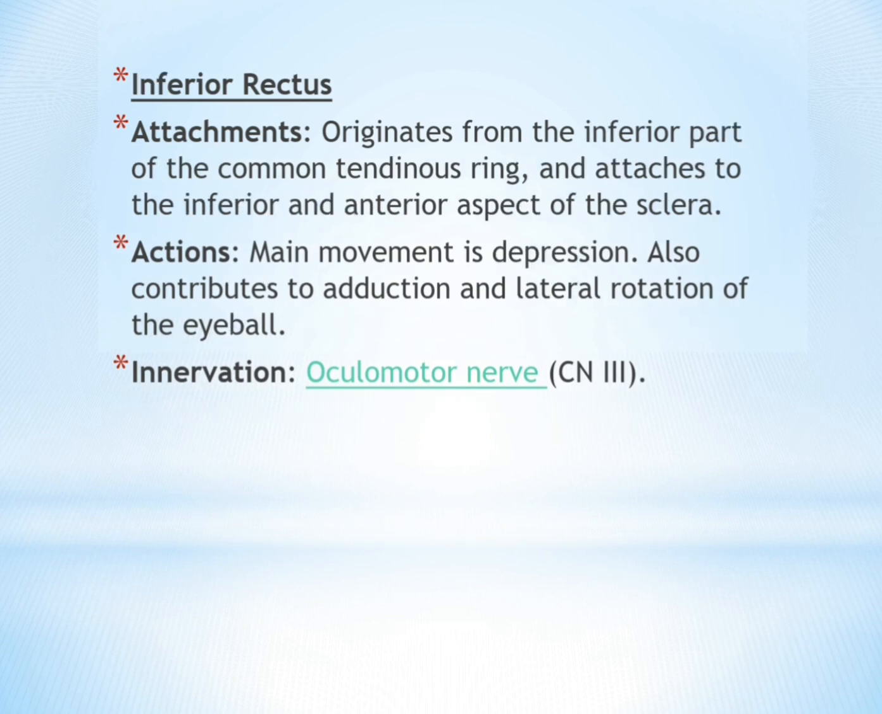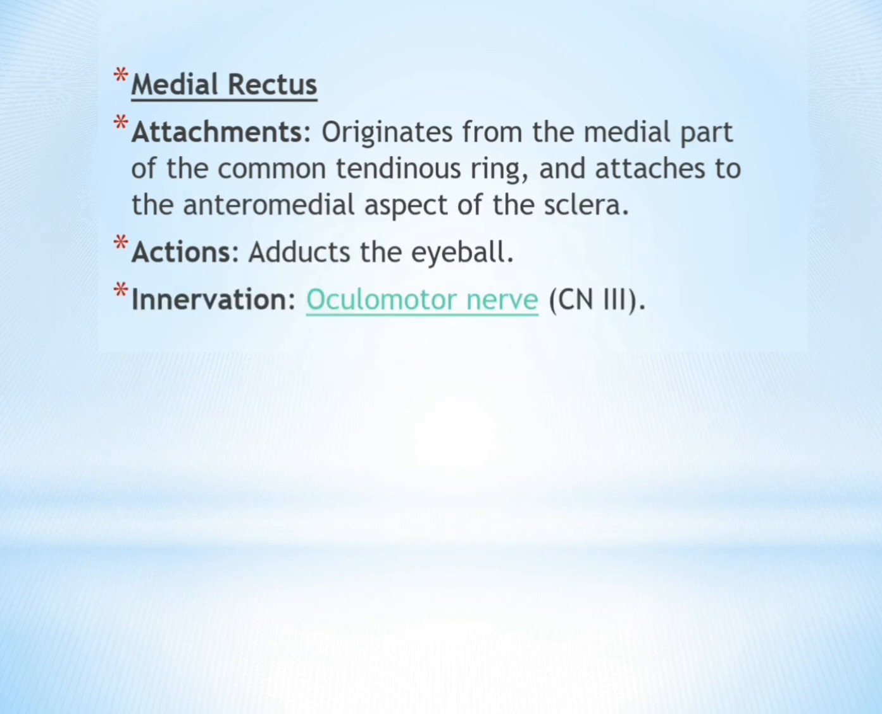Inferior rectus originates from the inferior part of the common tendinous ring and attaches to the inferior and anterior aspect of the sclera. Actions: the main movement is depression, and it also contributes to adduction and lateral rotation of the eyeball. Innervation is by the oculomotor nerve, cranial nerve 3.